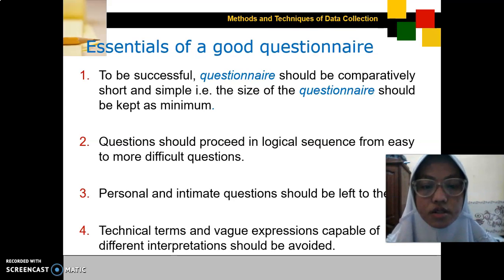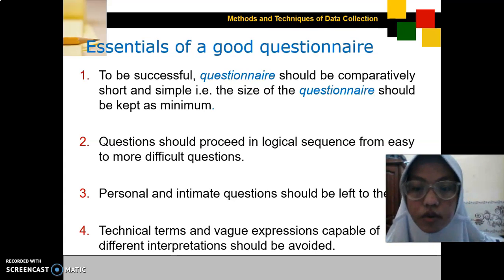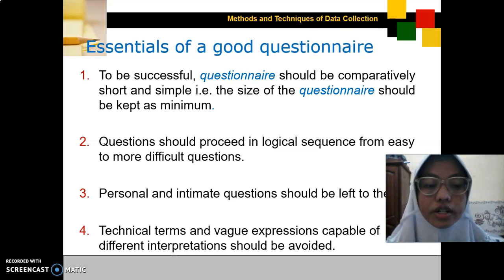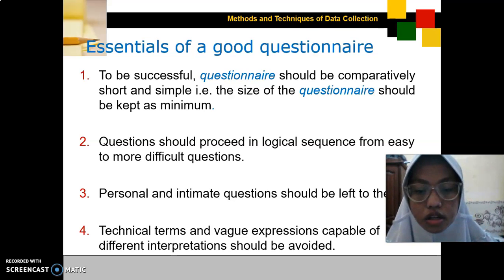And the second, questions should proceed in logical sequence from easy to more difficult questions. So the questions must be logical for the people, so they can give a good answer and we will get valid data. And the third, personal and intimate questions should be left to the end. And the fourth, technical terms and expressions capable of different interpretations should be avoided.